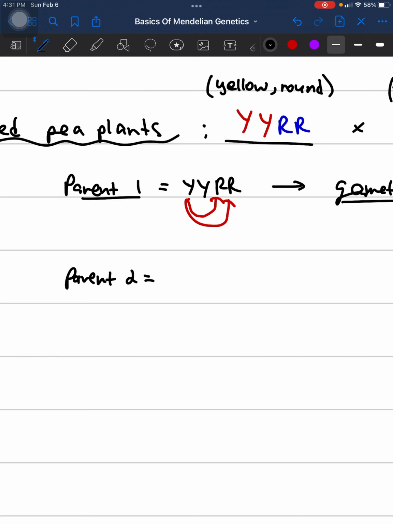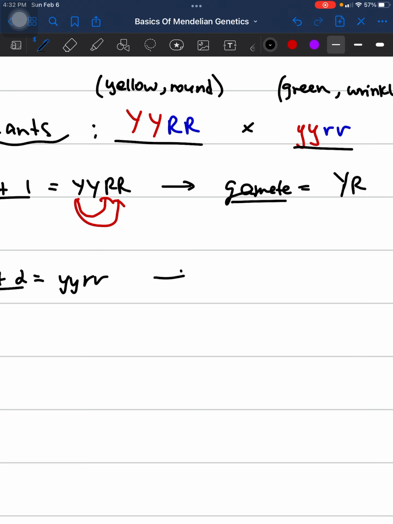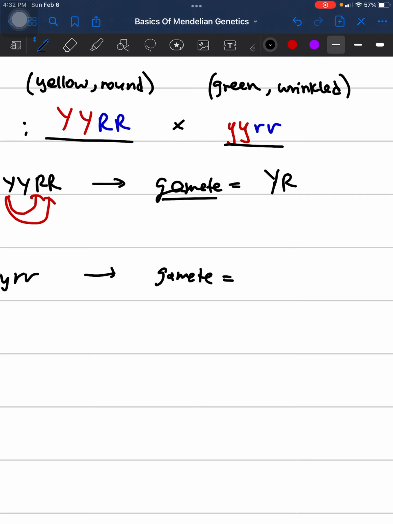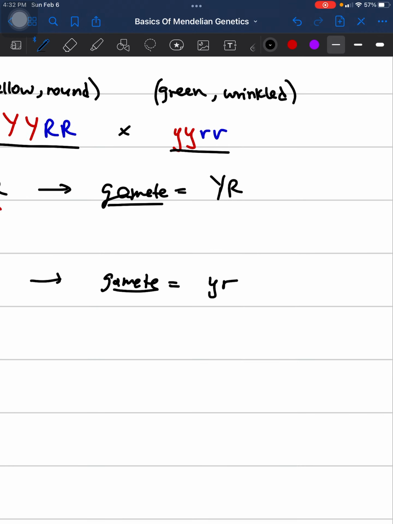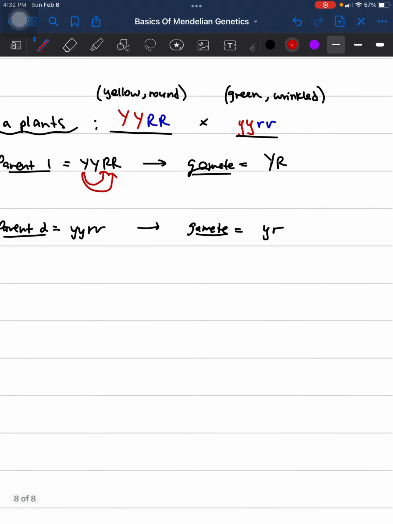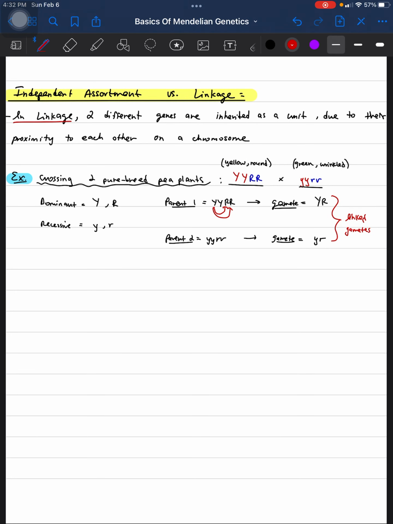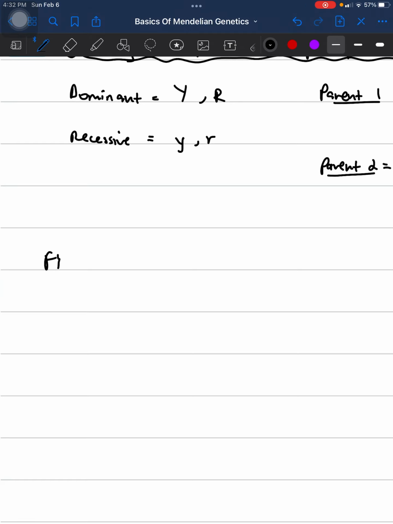Now the second parent has a genotype of lowercase y, lowercase r, lowercase r. And we do the same thing, and we get a gamete of lowercase y, lowercase r, right? So what these two gametes represent right here are linked gametes, right? We're gonna say these are linked gametes. So when we have linked gametes and we try to actually cross the parents, these gametes are linked. So when we perform a dihybrid cross, what we're gonna get for the F1 offspring, let me write F1.